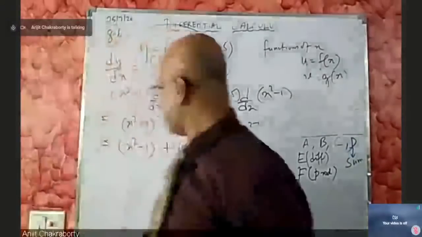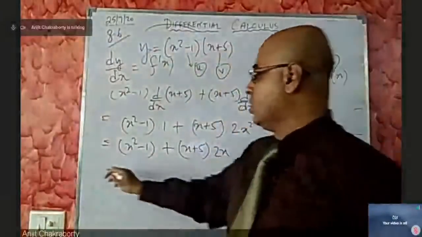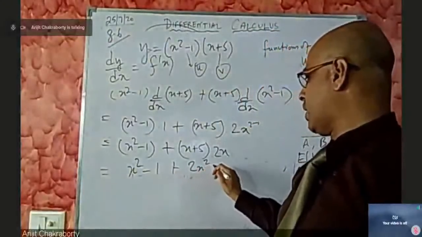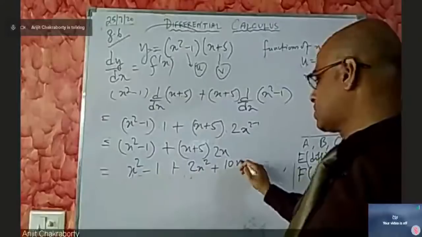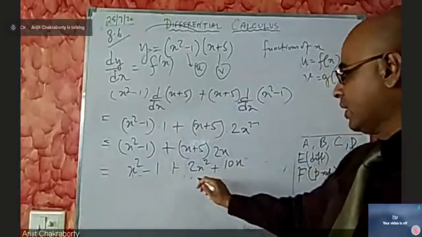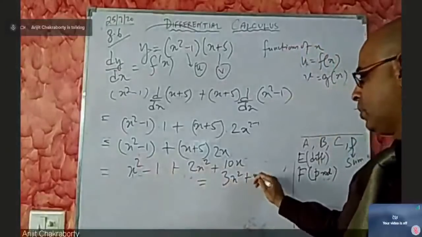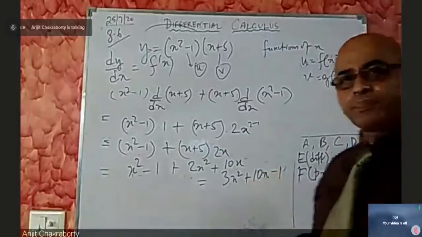Now if I simplify this, let us see where it leads us to. So we have x square minus 1 plus 2x square plus 10x. So I think we are getting 2x square and x square, that is 3x square plus 10x minus 1.